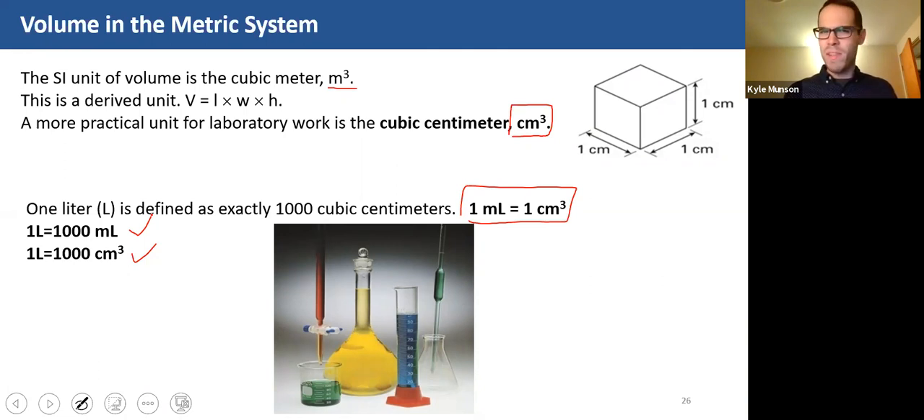I may have said centimeters squared. I didn't mean to say that. Centimeters cubed, excuse me. If I said that throughout the video, ignore me. It's getting kind of late here.